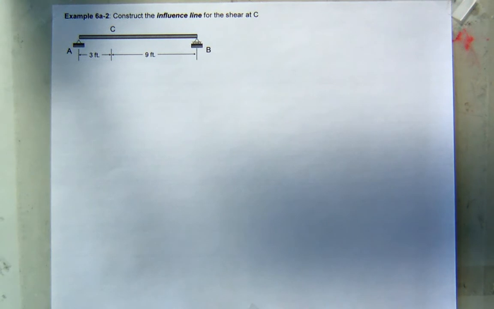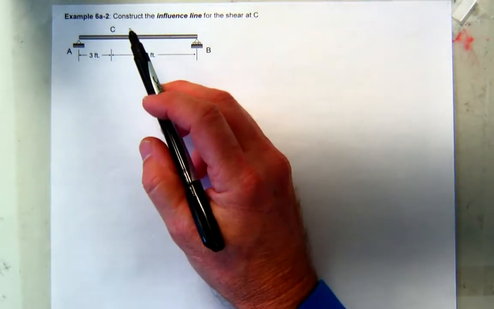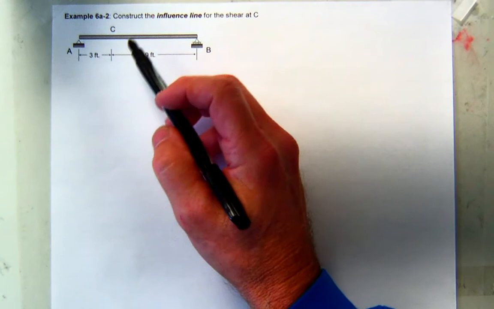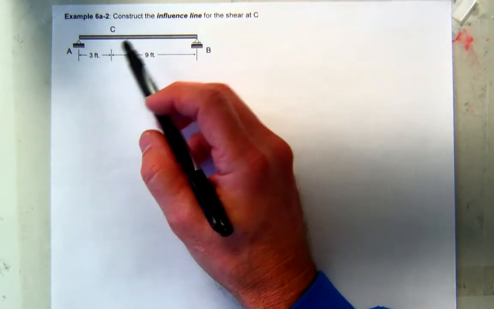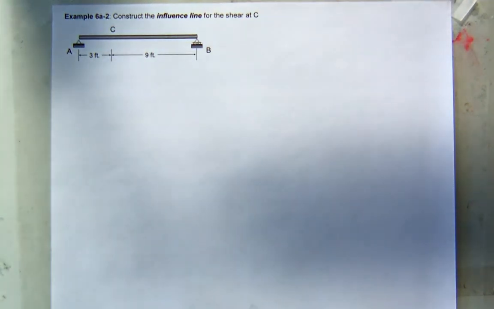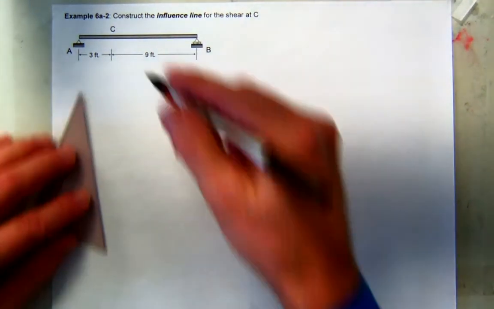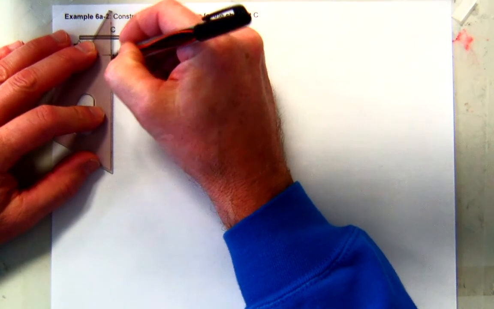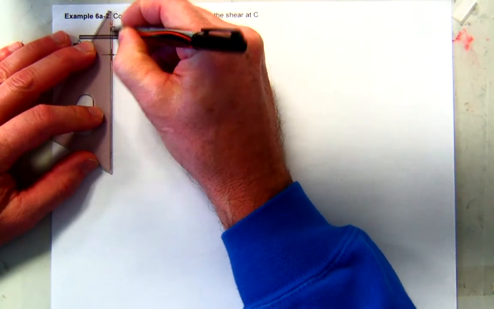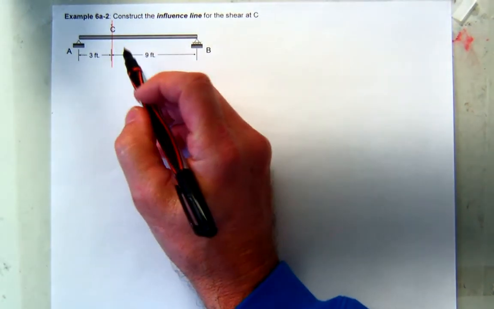All right, so let's work on this problem. We're going to improve a little bit over the previous problem. We're going to try to find the influence line for the shear at C. So let's think a little bit about this. I'm going to cut my structure here at C. I'm going to find the shear internally there.